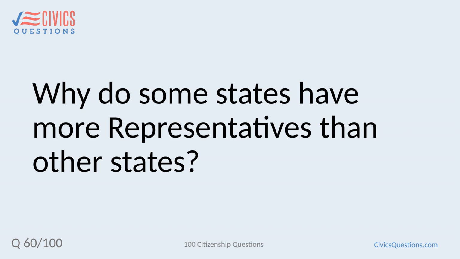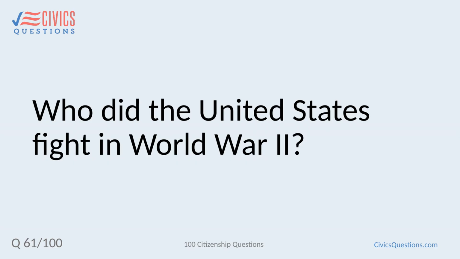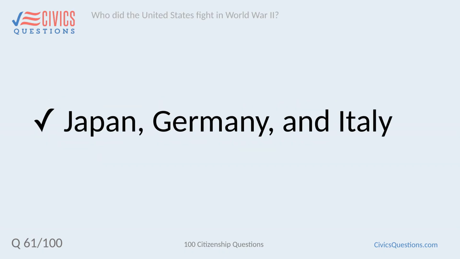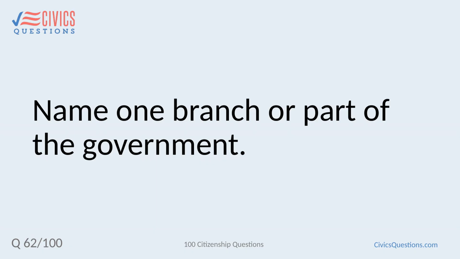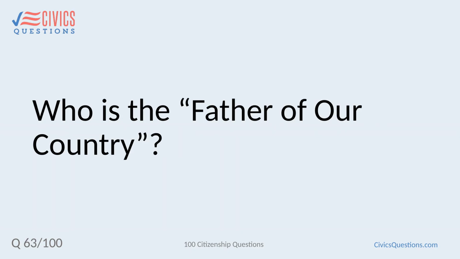Why do some states have more representatives than other states? Because they have more people. Who did the United States fight in World War II? Japan, Germany, and Italy. Name one branch or part of the government. Congress.